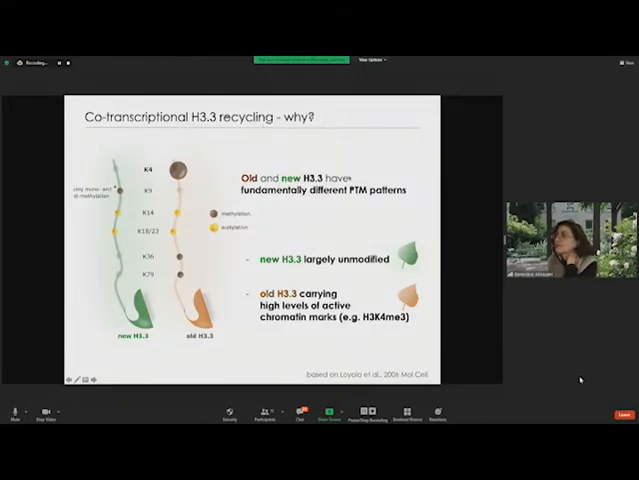Old and new H3.3 have in fact fundamentally different PTM patterns. And I just want to remind you here that you can find the high level of methylation on K4 on old H3.3 in the transcribed region. In contrast, on new H3.3, there's a very limited number of methylation modifications that could be detected, and only mono and dimethylation at K9 have been reported. So this shows that potentially there's a way to distinguish also modified versions of new H3.3 and old H3.3.